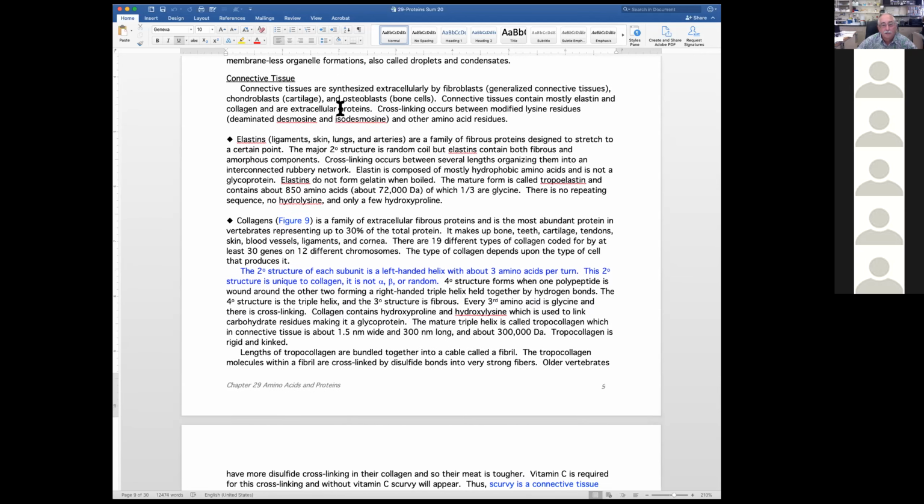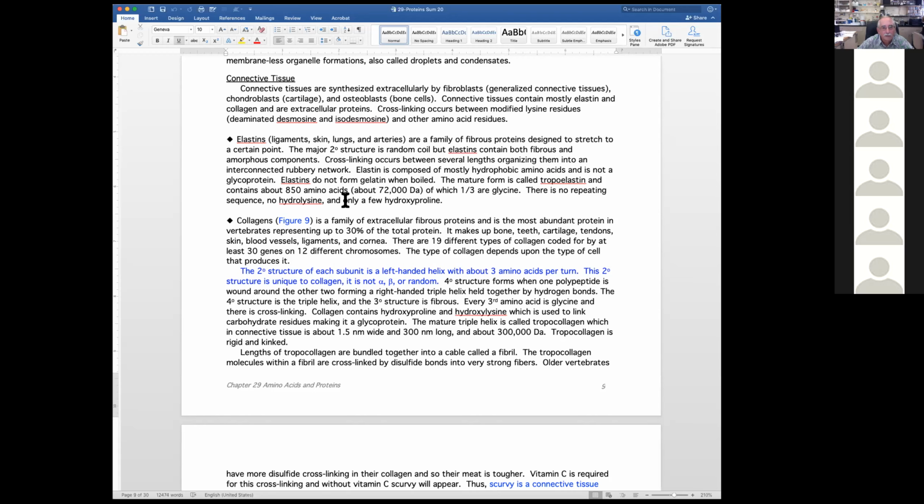Then we get to connective tissue. These are synthesized outside the cell by fibroblasts. So what are they? Those are a type of cell that produces extracellular proteins that are fibers. Then we have chondroblasts that are specialized to work on cartilage and osteoblasts that are specialized to work on bones. But the connective tissues contain mostly elastin and collagen, and they have cross-linking between them.